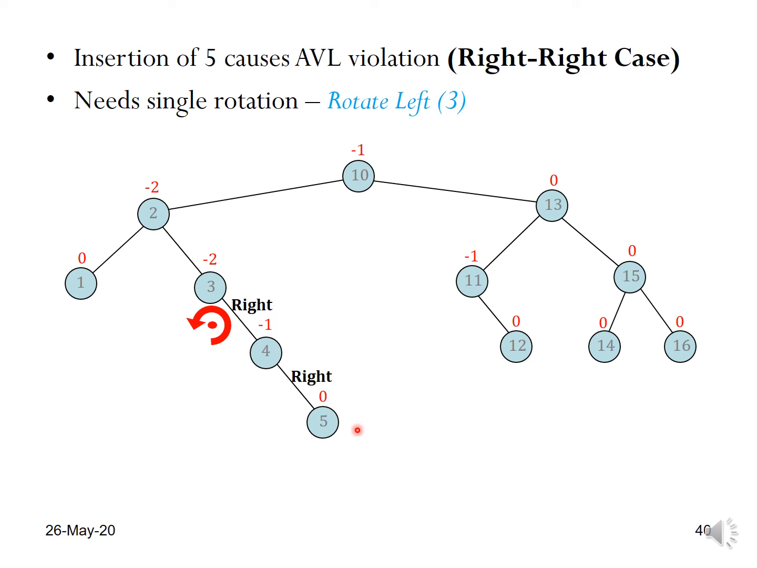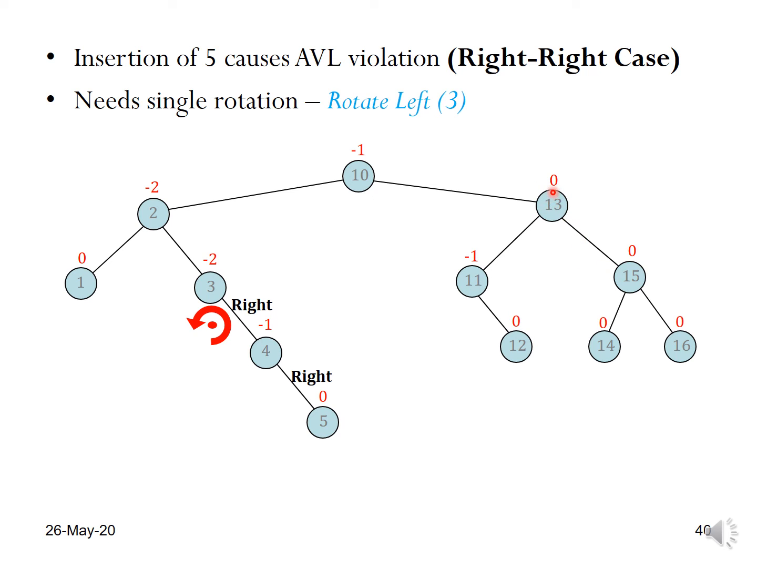We can see that the balance factor of 1, 5, 12, 14, 16 will be 0 because they are leaf nodes. The balance factor of 4 will be 0 minus 1, which is minus 1. The balance factor of 3 is 0 minus 2, which is minus 2, because the height of the left subtree is 0 and the height of the right subtree is 2. Then this is 0 minus 1, which is minus 1, and this is 1 minus 1, which is 0.